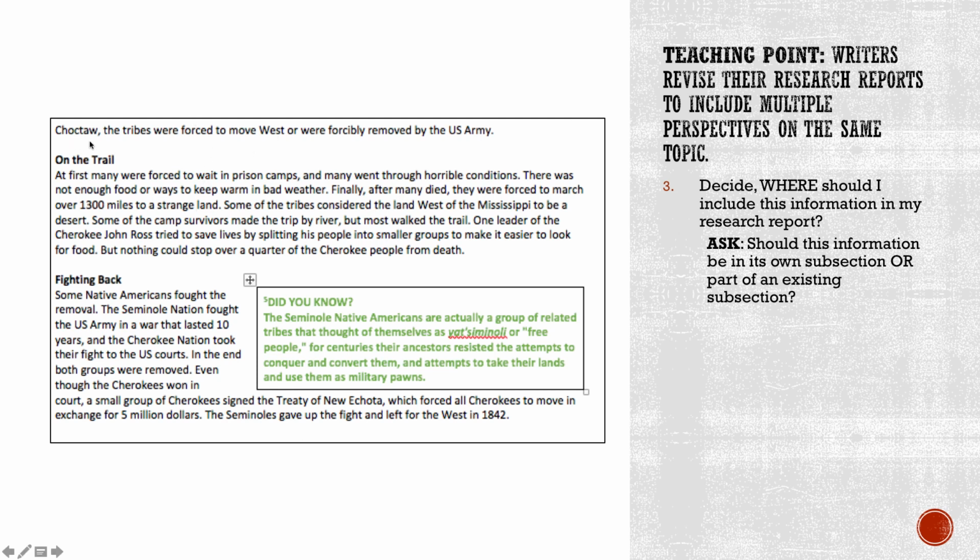So I think I'm going to squeeze it in between here, right before I talk about what life was like on the trail. Okay, so I decided instead of putting it in an existing subsection, I'm going to make it its own subsection. Okay, that's my logic there.